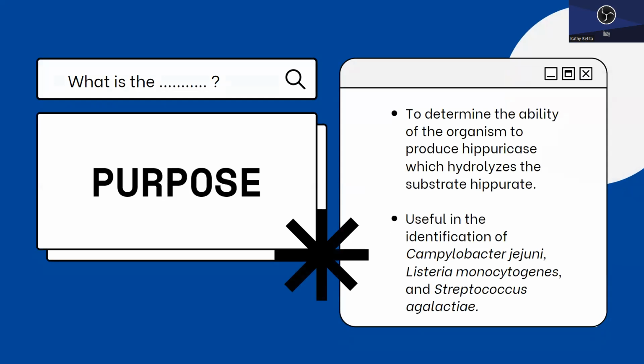The purpose of Hippurate test is to determine the ability of the organism to produce hippuricase, which hydrolyzes the substrate hippurate. It is primarily used in the identification of Campylobacter jejuni, Listeria monocytogenes, and Streptococcus agalactiae.